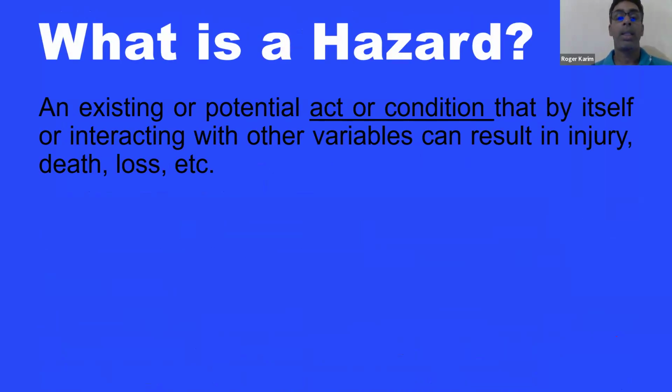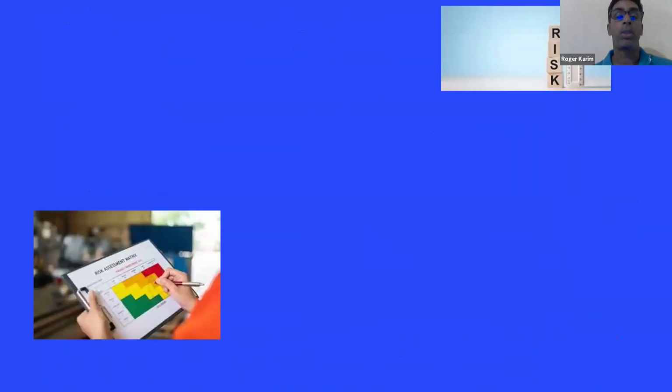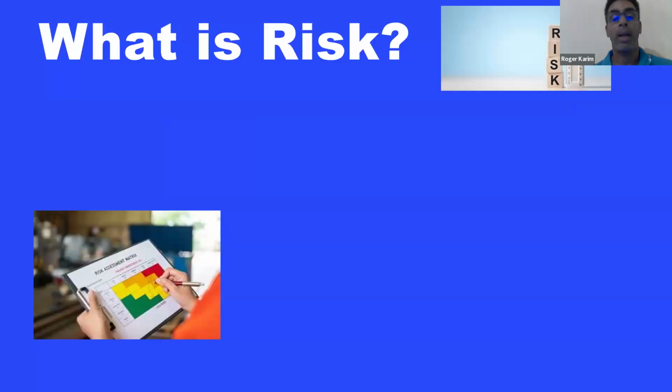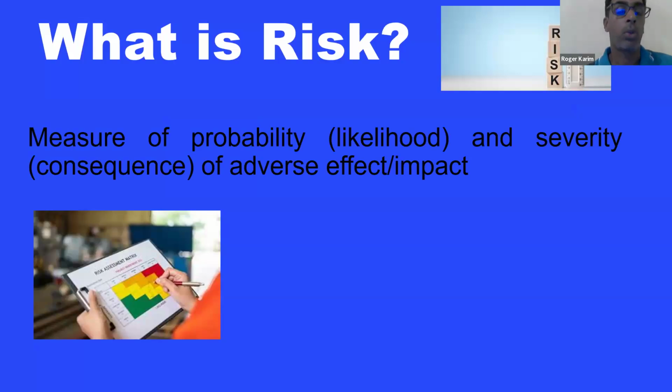Now, the key to safety is really how do we manage hazards in order to reduce the level of risk. And again, this begs the question, what is risk? Quite simply, for most of us who may be familiar with risk management, risk is the measurement of the probability and the severity of an impact. So when we talk about risk, how likely is something to happen as a result of a hazard, and if it did occur, what will be the consequence or the worst case scenario?